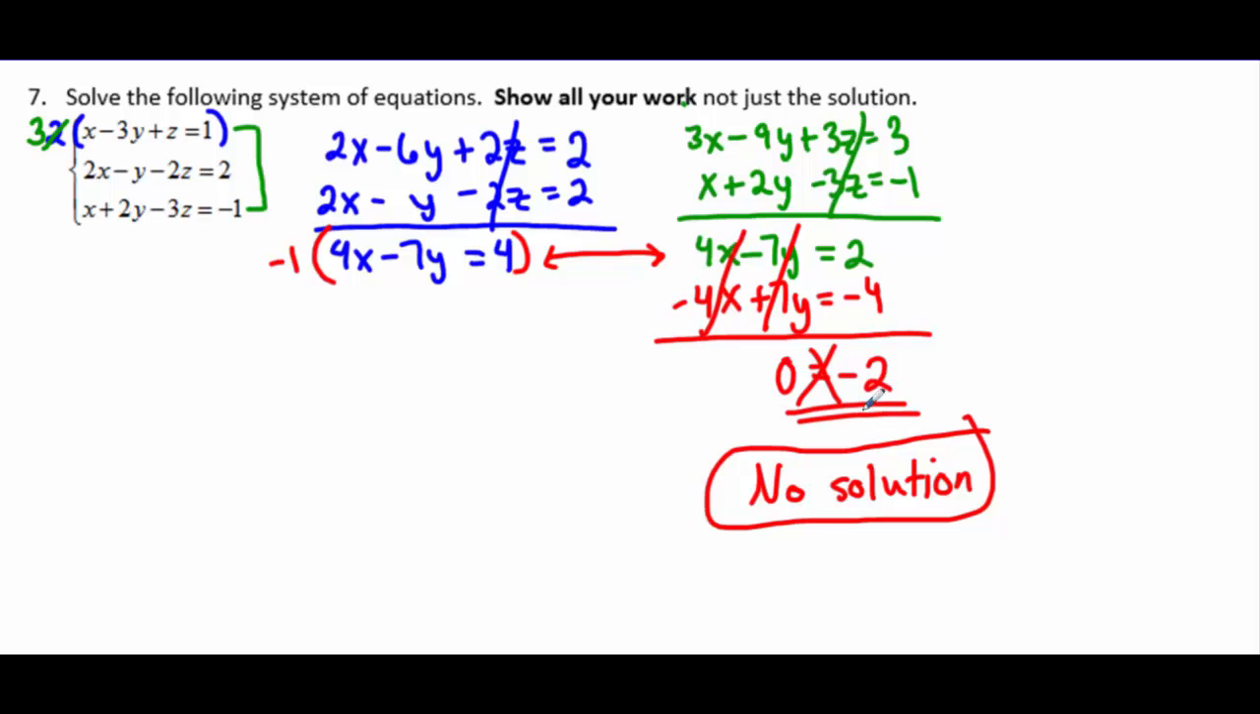There's a couple other things that could have happened instead. Let's say that this had been 4 minus 4. Then that would have given us 0 equals 0. And when 0 equals 0, that's infinitely many solutions. So that could have happened.